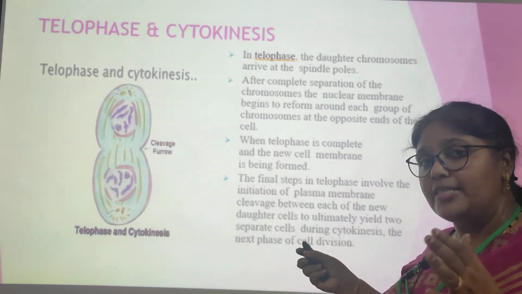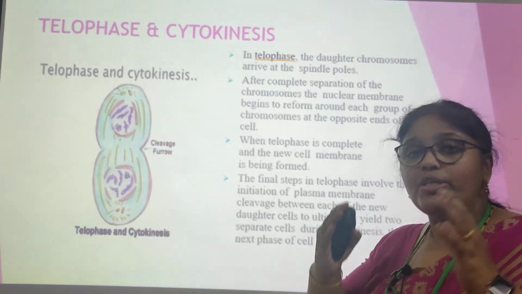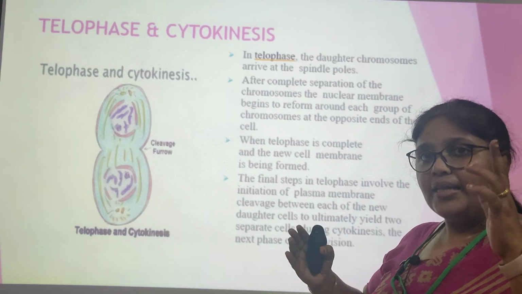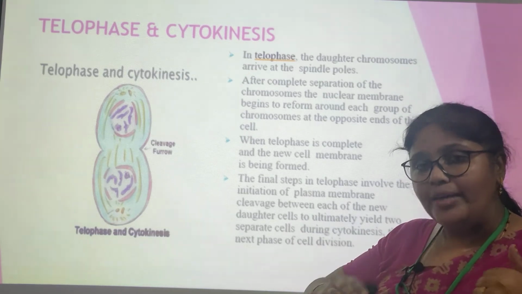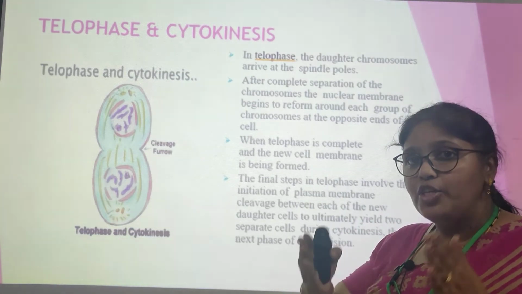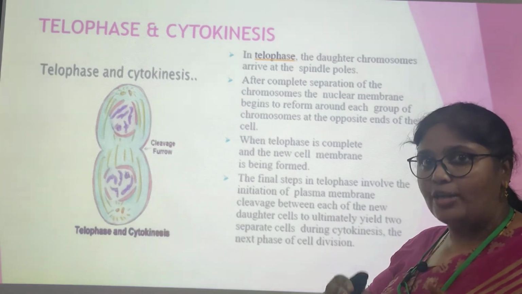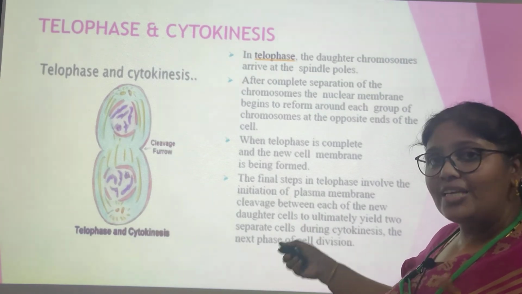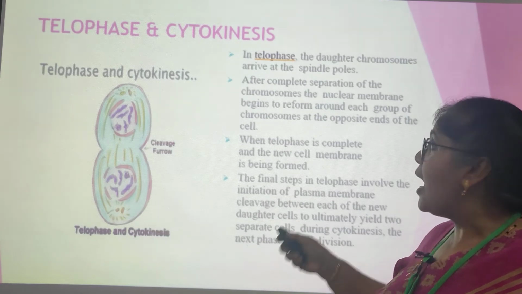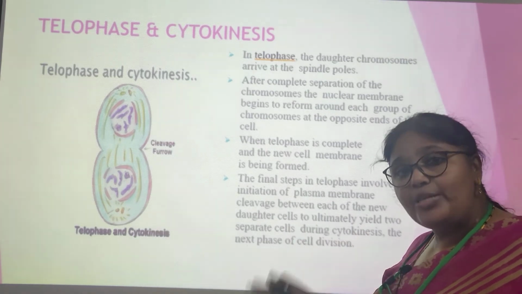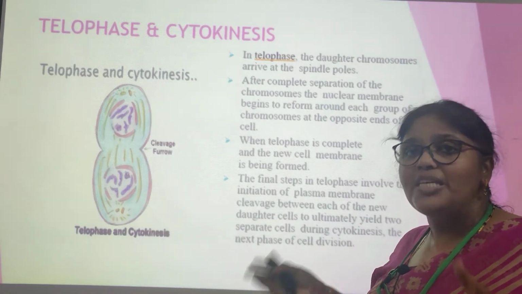Telophase and cytokinesis. This is the last phase. When we talk about division in mitosis, it's basically two parts, karyokinesis and cytokinesis. Division of the nucleus is called karyokinesis. So up to the telophase stage, it is division of the nucleus, after which we have cytokinesis, which is the division of the cytoplasm.